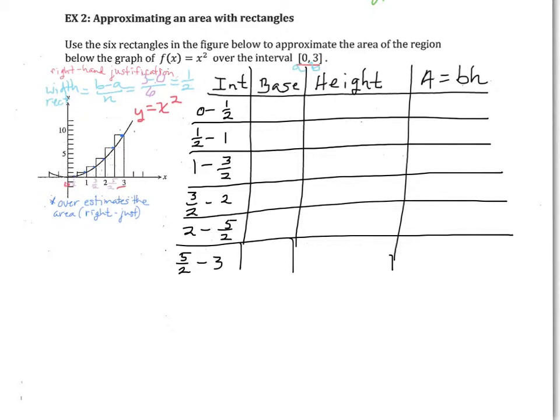Then our base is really our width. This is my width. What is the width of every single rectangle? What's the difference between 0 and 1/2? The width is from here to here, from here to here, from here to here. How far is it in between each of these numbers here? 1/2. So let's put that in, we'll put it in blue. So our base is 1/2 on all of these.